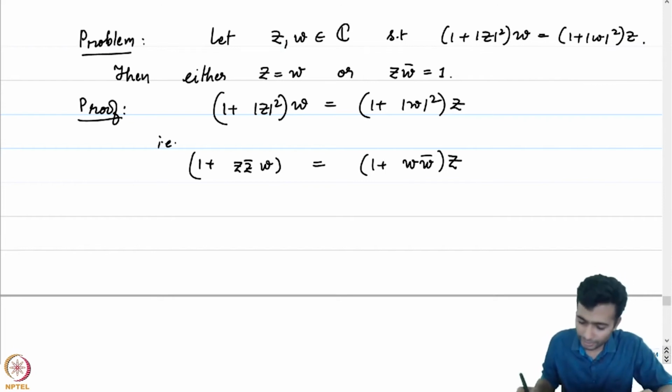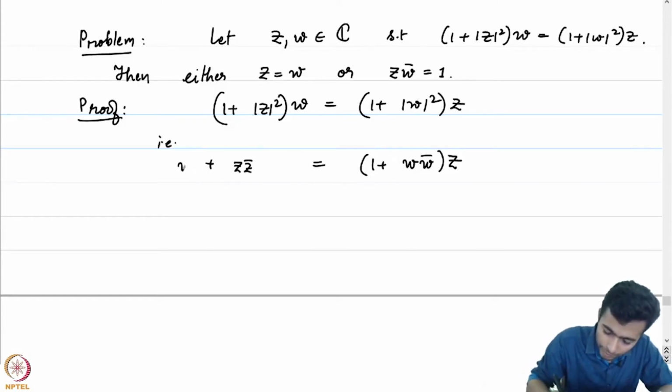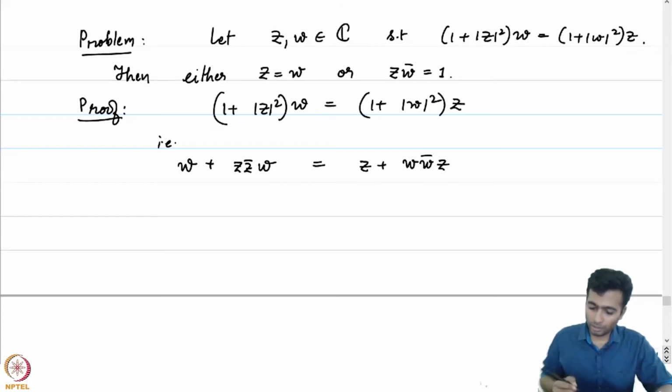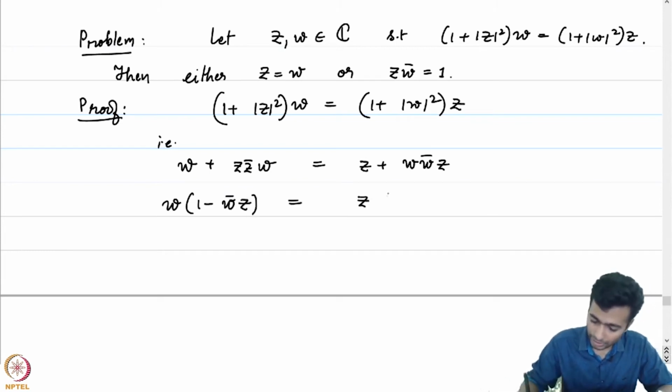Let's just rewrite it. Oh, I made a mistake. This will be outside. Maybe I should write it here like this: w times this is z times this. Okay, so w times (1 minus, bring this to the left) this is going to be 1 minus w bar z is equal to z times (1 minus z bar w).